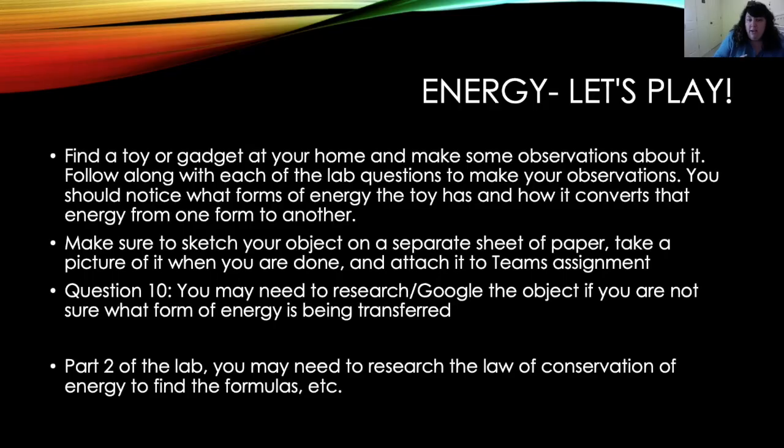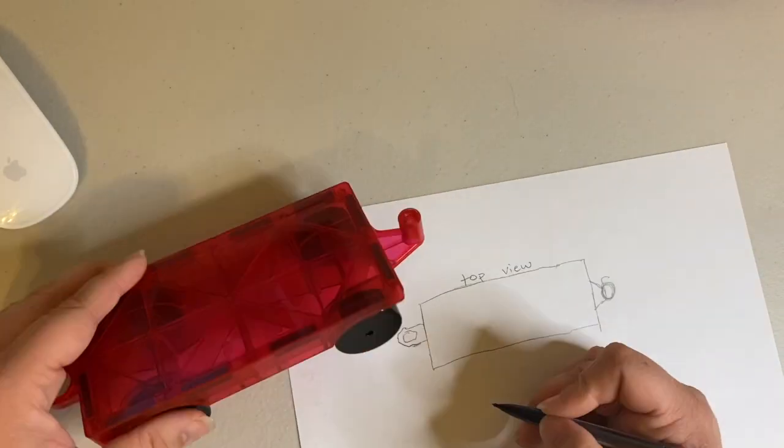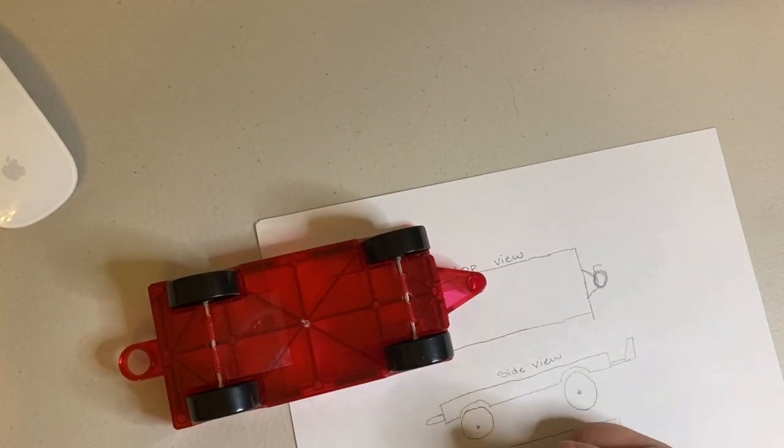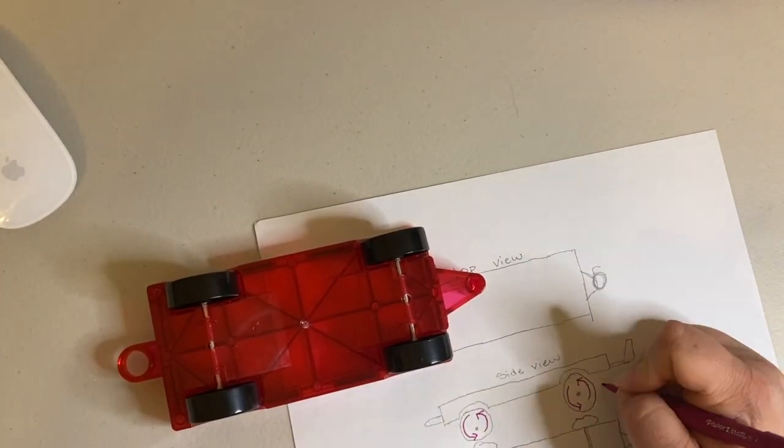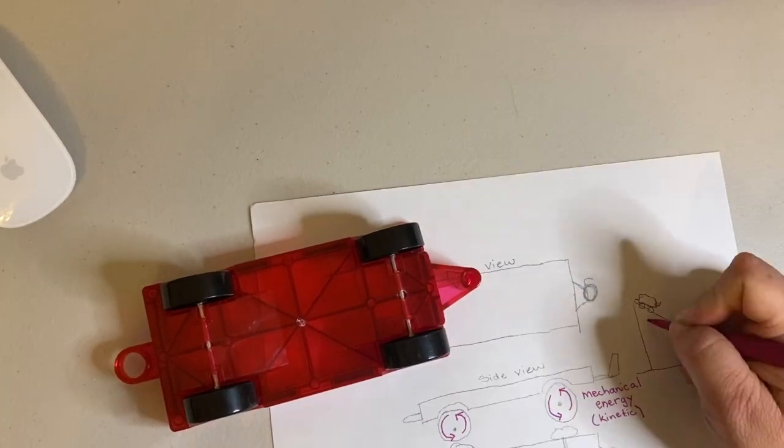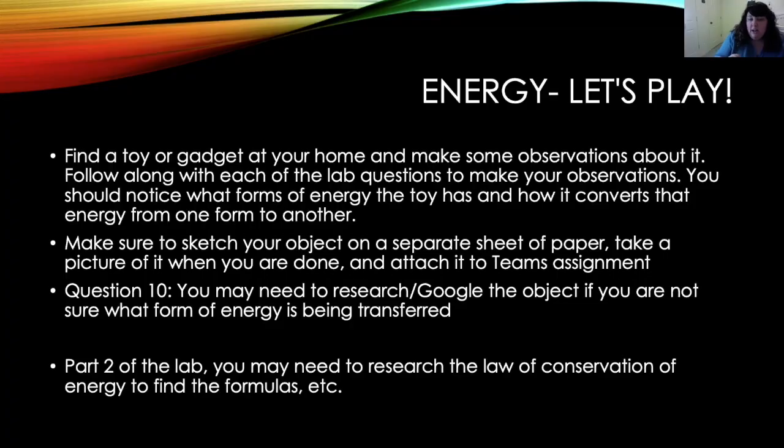But what you're really looking for here is how the toy uses energy and transforms it or converts it into another form. You'll need to make a sketch of your object for one of the questions. And I'd like you to do that on a separate sheet of paper. And just make sure, when you go to turn it in, that you take a picture of that and attach it to the document itself that you're filling out. Another thing for question 10, you may need to research or Google the object if you're not sure what form of energy is being transferred.